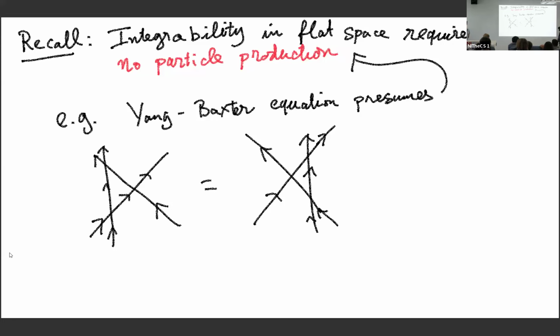Often integrability is phrased in terms of some kind of Yang-Baxter equation. That means your interactions produce no particles. So if you have two particles coming in, you have two particles coming out. The Yang-Baxter equation then says that a diagram with three particles coming in should equal the process where these two particles meet first versus where these two particles meet first. That puts non-trivial constraints on the S matrix of the theory, and it lets you solve some S matrices in certain cases. But this presumes no particle production.